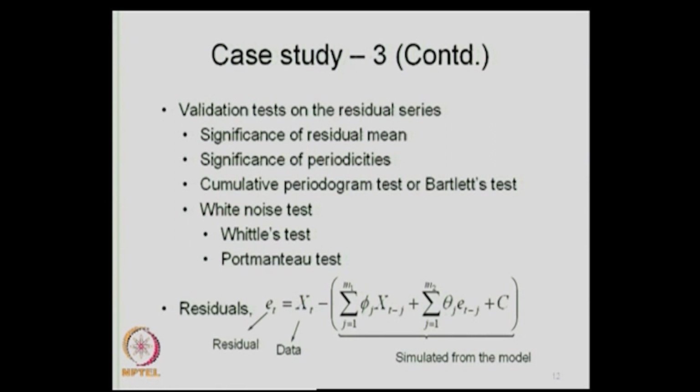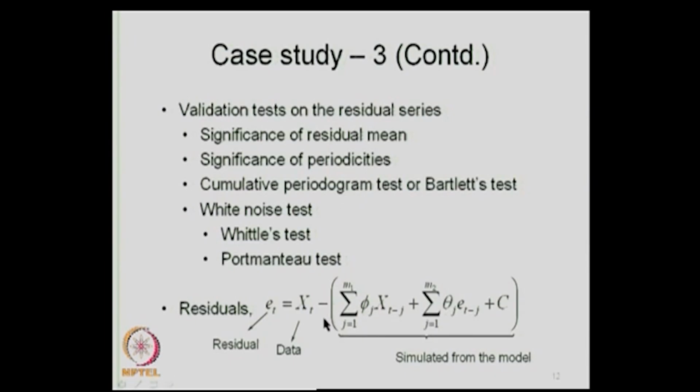On the residual series, the validation tests are done. First, we examine whether the residual series that we so obtain has a 0 mean or the mean is not significant. Then we also examine whether there are any significant periodicities present in the residual series. For the significance of periodicities, we also do the Bartlett's test. This Bartlett's test is also for significance of periodicities. Then we examine whether the residual series in fact is uncorrelated. For that we generally do 2 tests, Whittle's test and Portmanteau test. Remember that I have mentioned Whittle's test is preferred over the Portmanteau test.